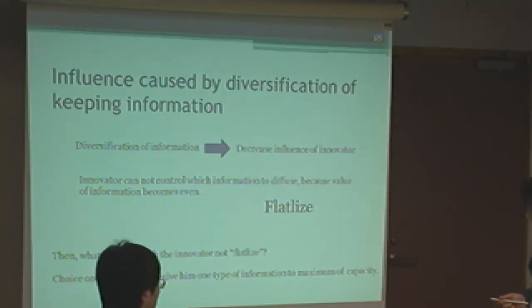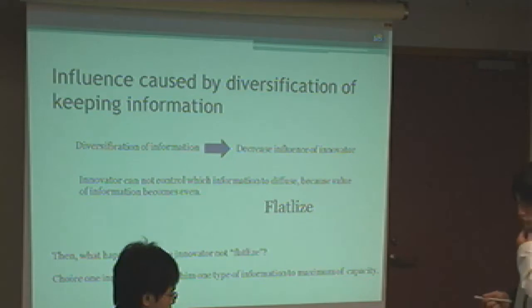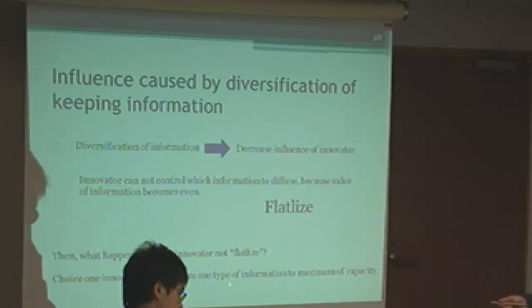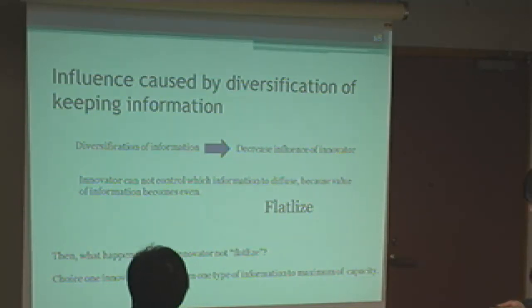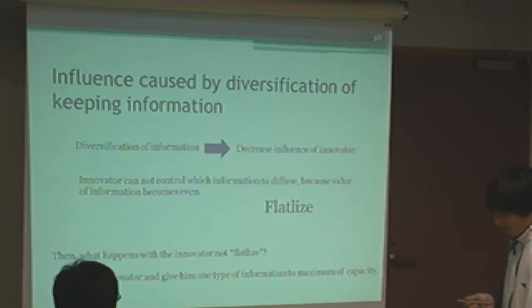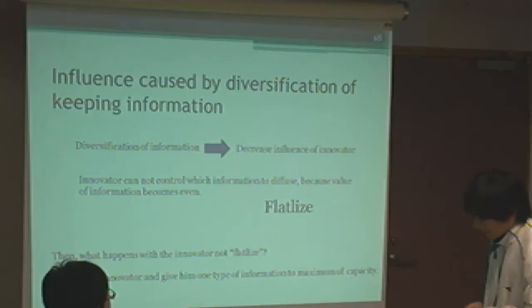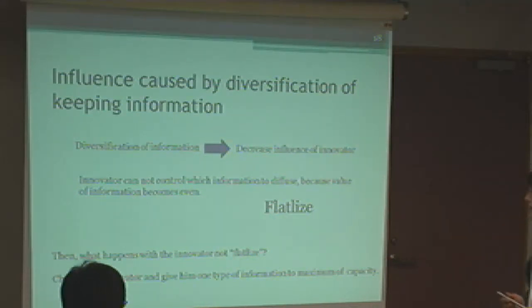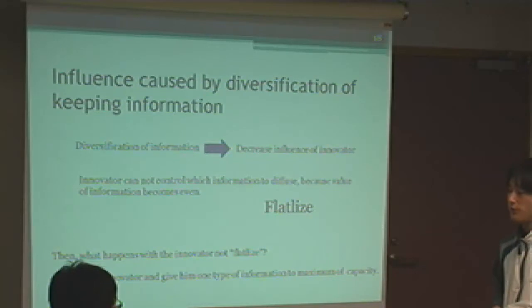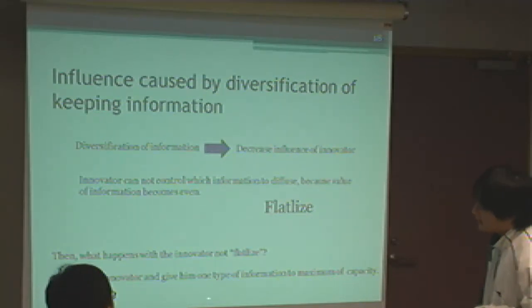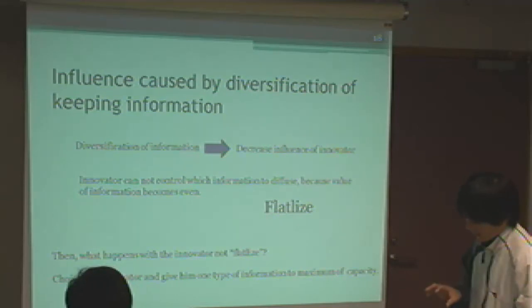So then, what happens with the innovator without flat rise? They choose one innovator and give him one type of information to the maximum of capacity. It means one innovator can keep 100 types of information, and in this simulation there are 200 types of information, but one innovator has only one information.